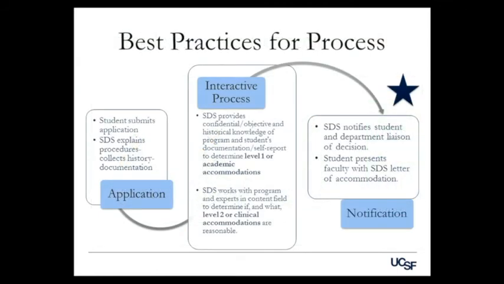Best practices for process. Really quickly, the student submits documentation to our office. We go through it. I call it level 1 and level 2 accommodations. Level 1 are accommodations that I determine without consulting with the School of Medicine. Those are things that have already been vetted by the School of Medicine for me to make that determination. And then level 2 are clinical accommodations. In most cases, those are pre-vetted as well, because we have a lot of students that are registered, so we have a lot of experiences to draw from.